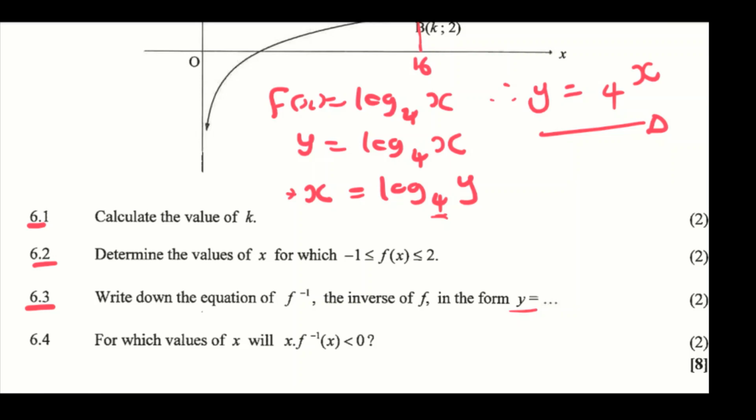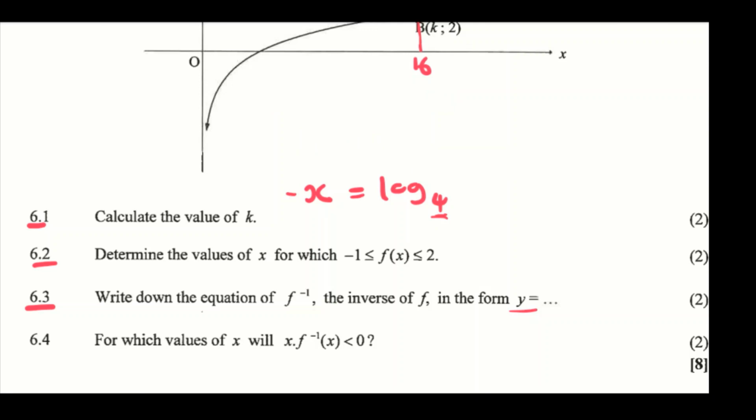So now 6.4 says that for which values of x will x multiplied by the inverse give us a solution of less than 0. So what this means is this.